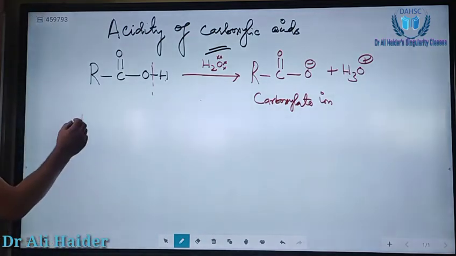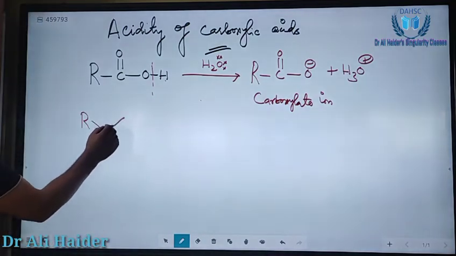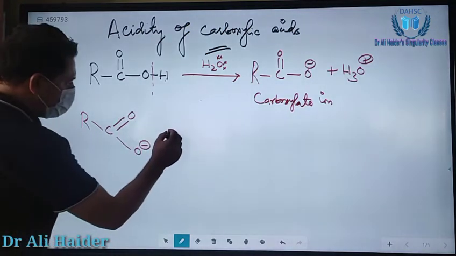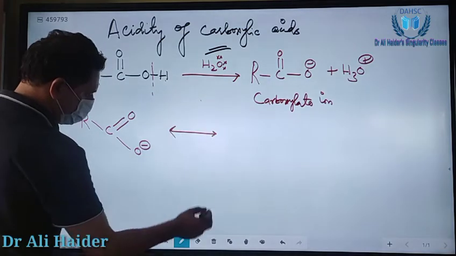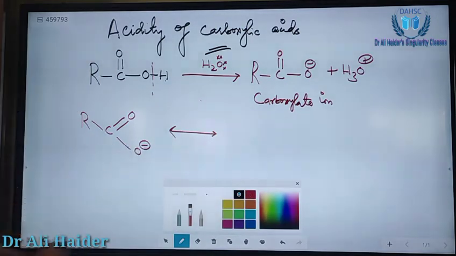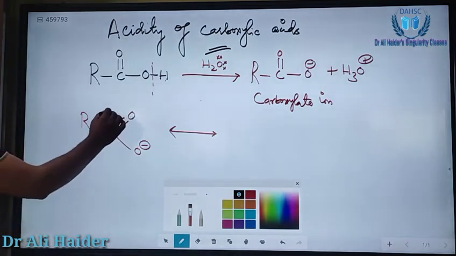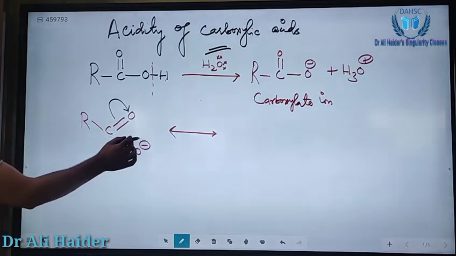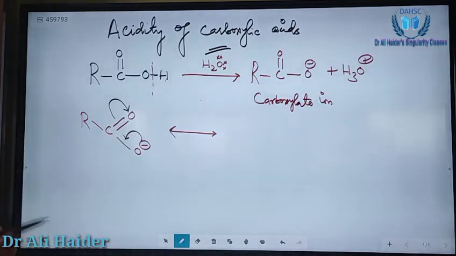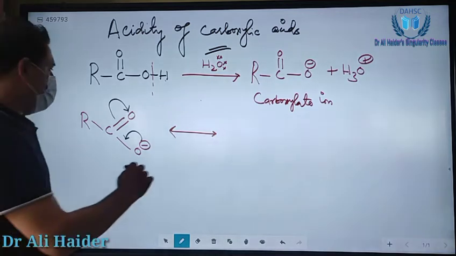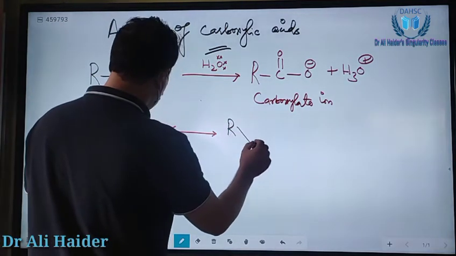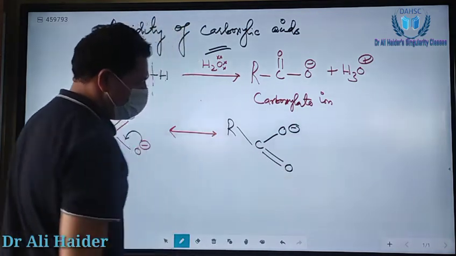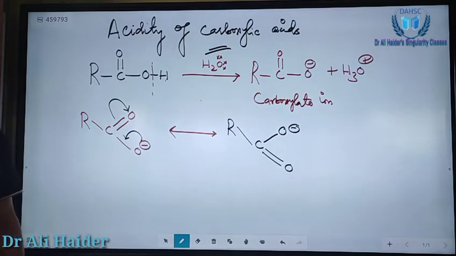Let me draw it once again. It is RCOO minus. Now see, there is possibility of resonance stabilization. This is O minus, and here you have C double bond O. So there is possibility of transfer of these two electrons to oxygen. This carbon will get positive charge. Now this O negative will come down, so there is a sort of resonance stabilization, and a new resonance structure will be formed. Now this will change to double bond. So these are resonance structures.